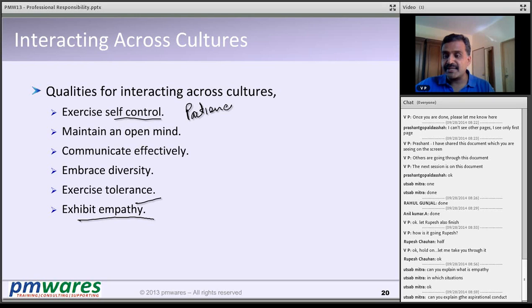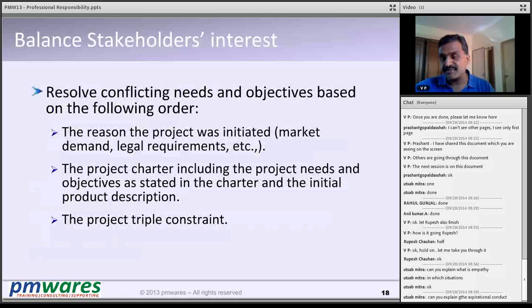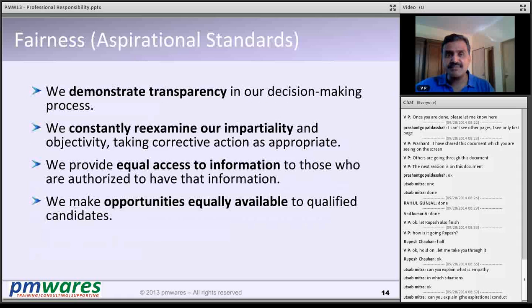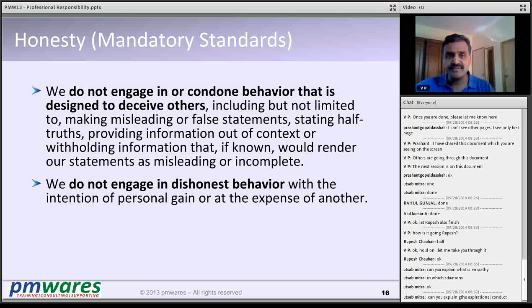Aspirational conduct and mandatory conduct, right? See, the things which are mentioned in aspirational conduct are basically difficult to measure. Their measurement is difficult. Let's take an example of mandatory: do not engage or condone behavior that is designed to deceive others. It's easy to understand. Are you in a group, or involved in a conduct which is made to keep other people away from the truth, with a false or misleading statement?